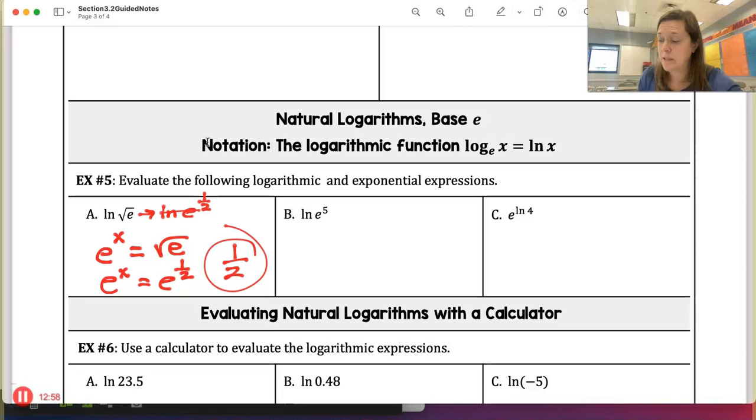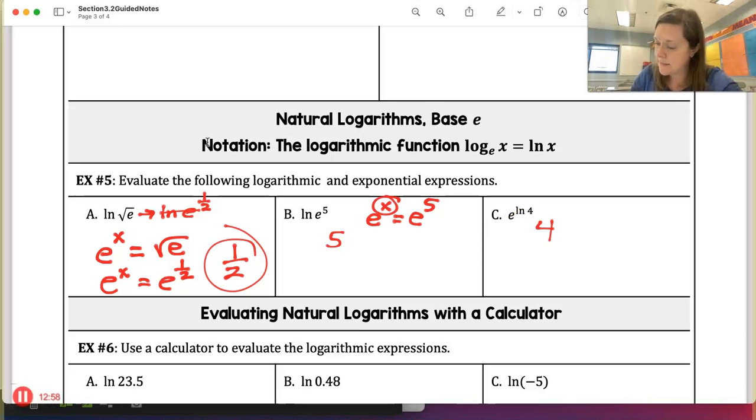So any ideas what this one would be? Why didn't that just cancel out and get you to 5? Yes. This would just cancel out and get you to 5. I mean, we could write it out, make it more complicated, but I don't know why. We could make this e to what power is equal to e to the 5th. Well, since my bases are the same, x would have to be 5.